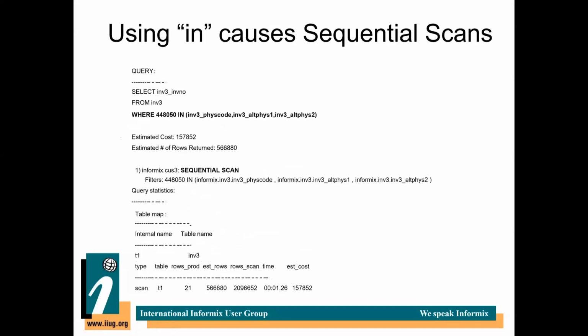Another one is using an in clause causing sequential scans. Sometimes if you have a large number of values in a where clause or in value, in this case, I kind of simplified it, but a client had 50,000 values in the in clause, and it took a lot longer for it to run than it should have. So it was performing a sequential scan on that.